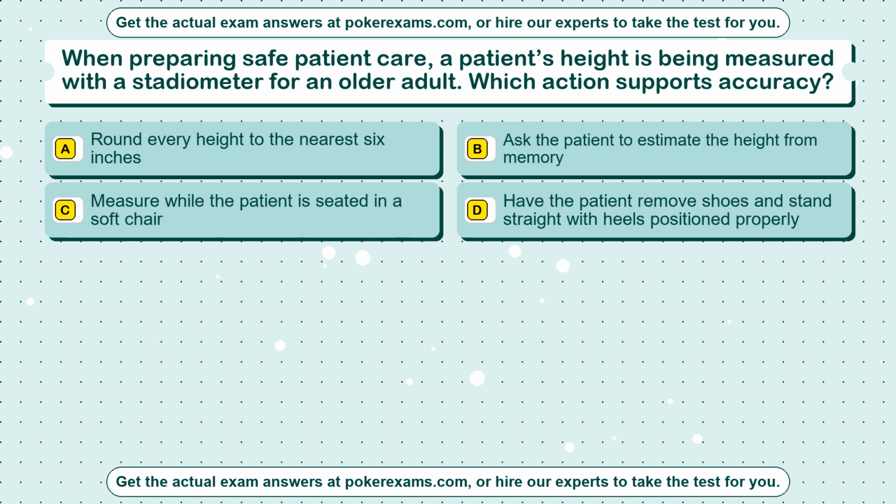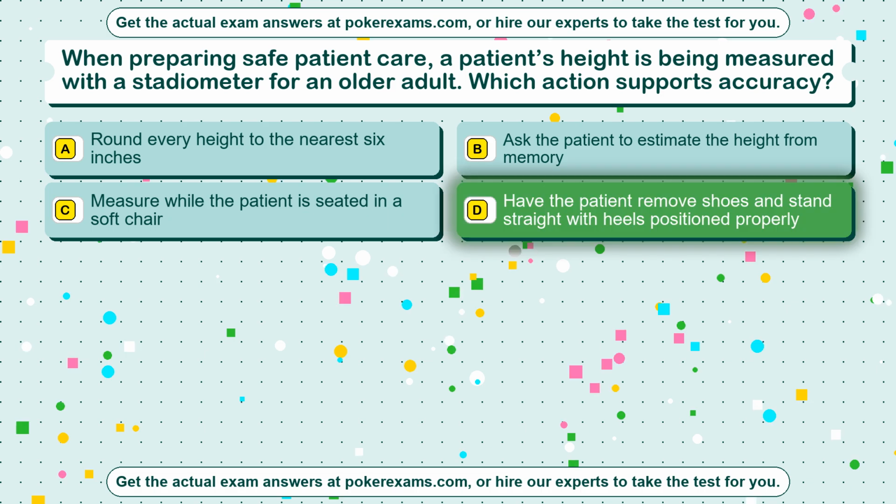Question 6. When preparing safe patient care, a patient's height is being measured with a stadiometer for an older adult. Which action supports accuracy? Option A. Round every height to the nearest 6 inches. Option B. Ask the patient to estimate the height from memory. Option C. Measure while the patient is seated in a soft chair. Option D. Have the patient remove shoes and stand straight with heels positioned properly. The correct answer is option D.